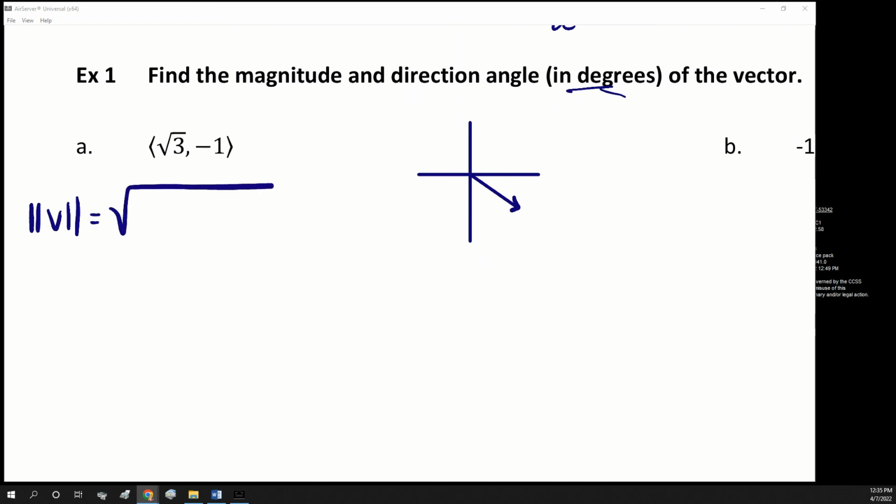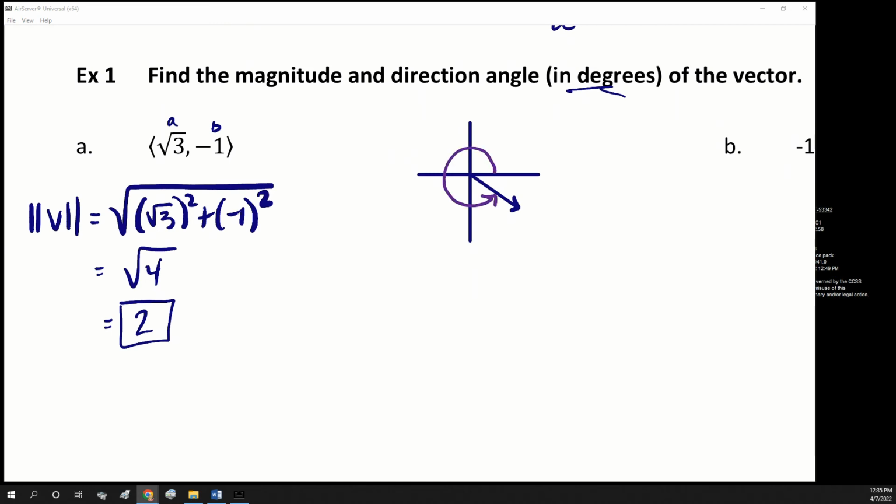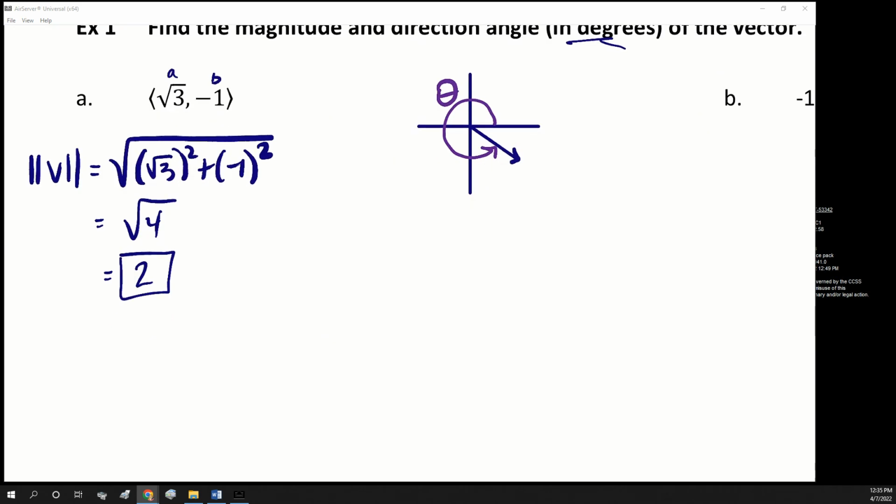We're going to do the square root of, this is a and this is b, so the square root of 3 squared plus negative 1 squared. That should just have a magnitude of 2. Now theta is going to be that angle right there. What we know is that the tangent of theta is equal to b over a, and we're not going to simplify that. We're just going to leave it like it is.